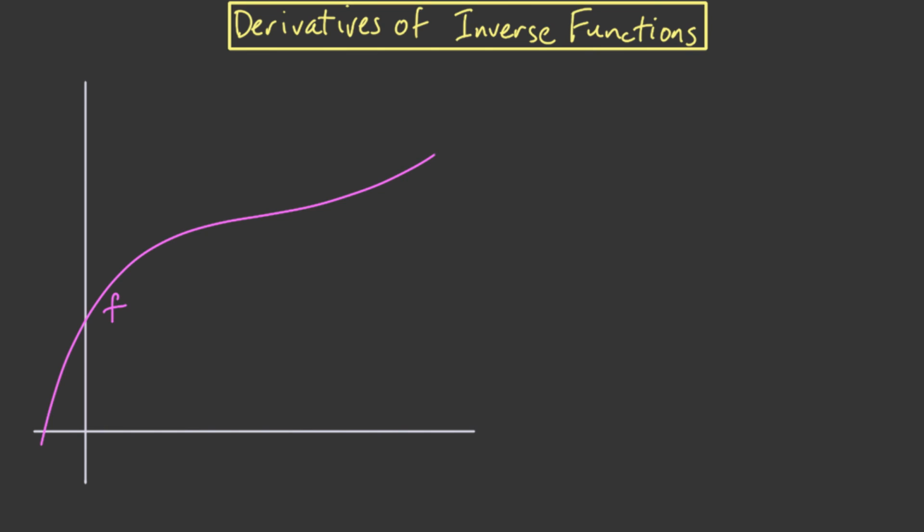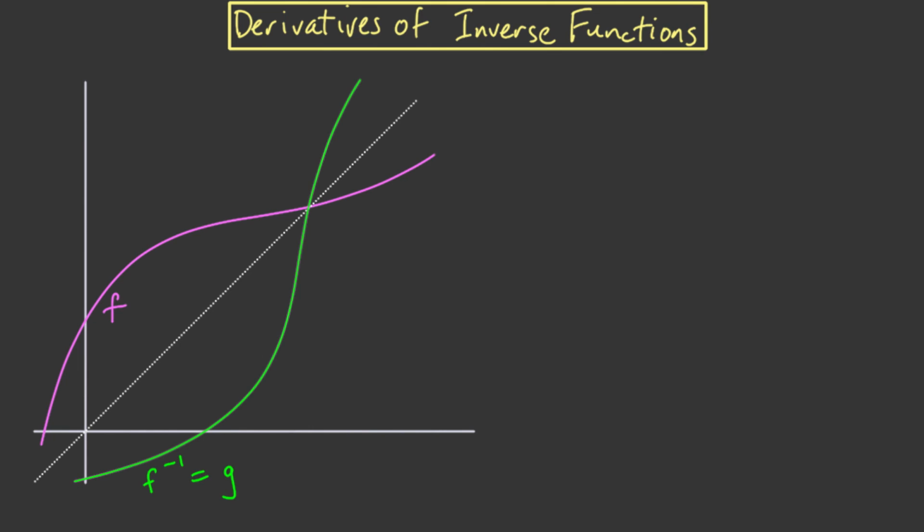Okay, let's put all the pieces together. We've got our function f, and we know that when we reflect its graph, we'll get the graph of f inverse. Complete inverse, partial inverse, still a reflection. And for notation purposes, I'll denote f inverse by g. Okay?